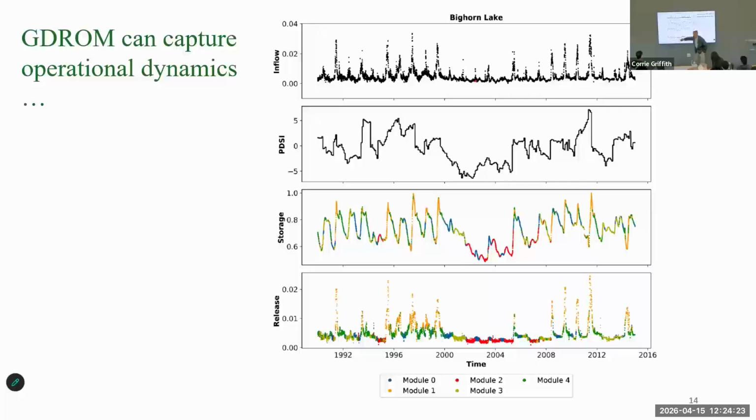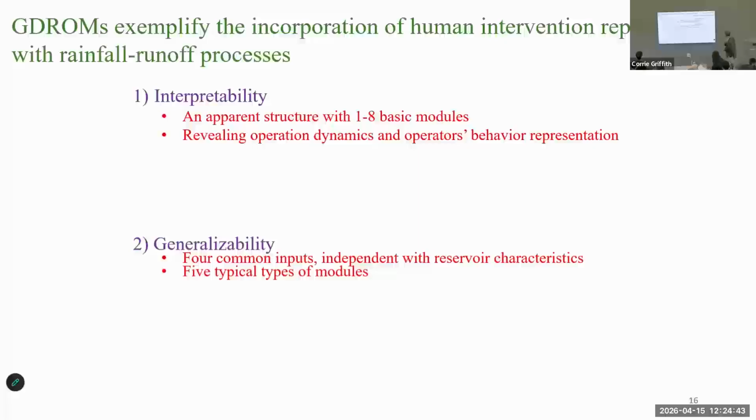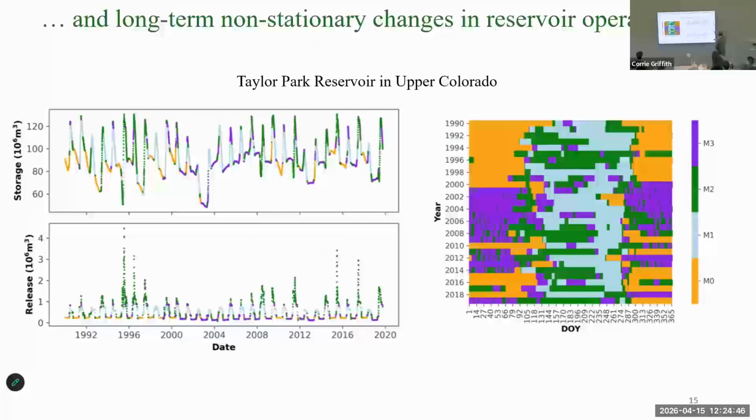It's more often used mainly because it's a dry period. Right? It's a dry period. So that basically shows the data-driven module could catch the impact of hydrologic variability. And we also found out the model could catch the long-term, non-stationary changes, the operation pattern change over years. So this also shows the Taylor Park Reservoir in Upper Colorado.